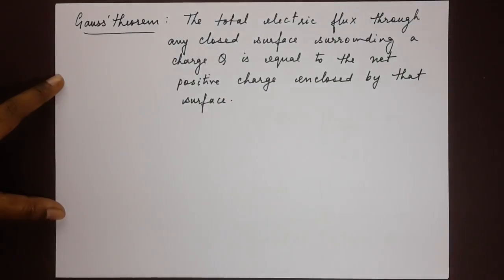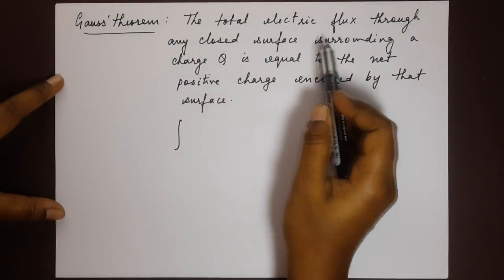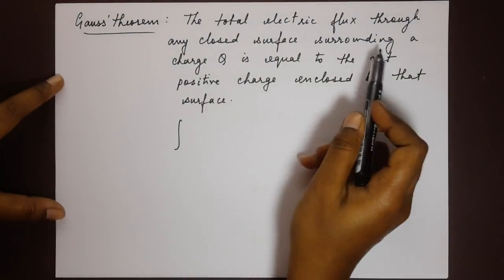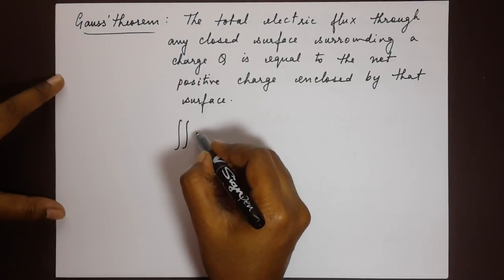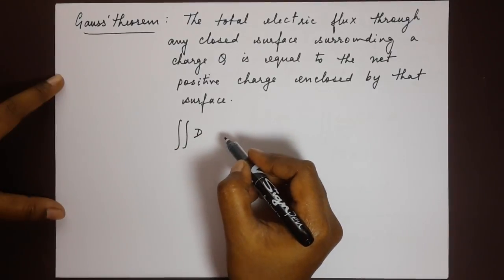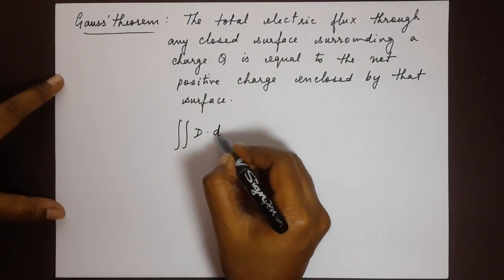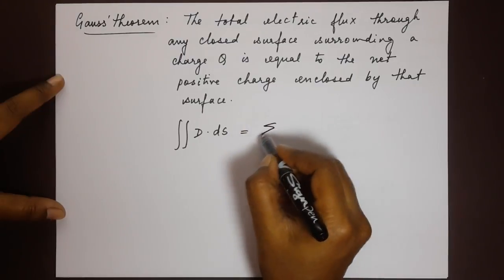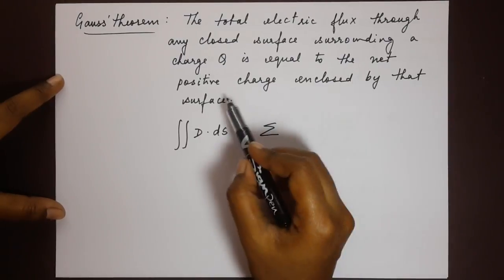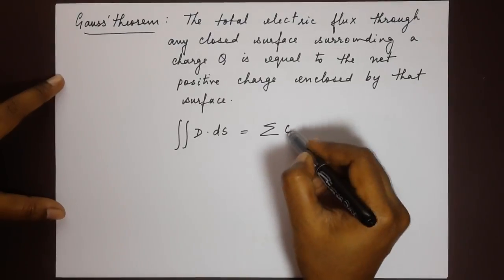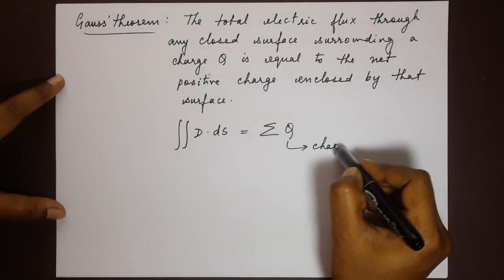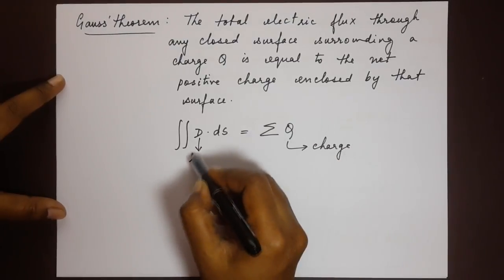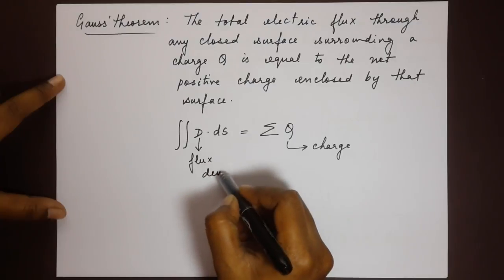Now, if we are to convert this statement into an equation, let's see now. The total electric flux through any closed surface surrounding a charge Q. So, this is a surface. So, we have a surface. Let's say the flux density here, D is the flux density, ds is equal to the net positive charge. So, the summation of all the charges Q. Okay. So, here Q is the charge and here D is the flux density.